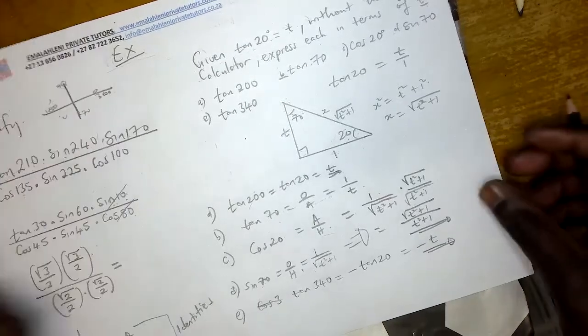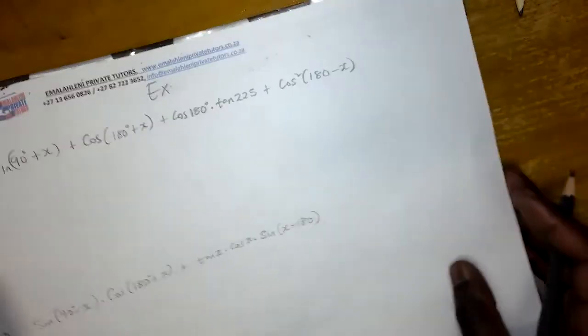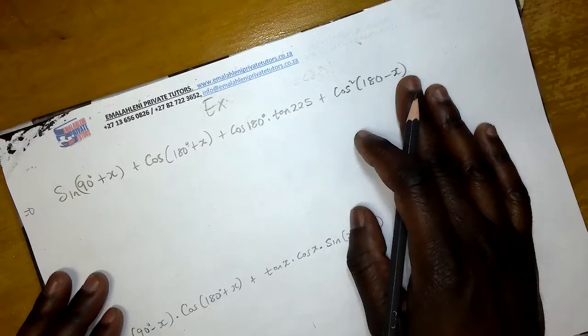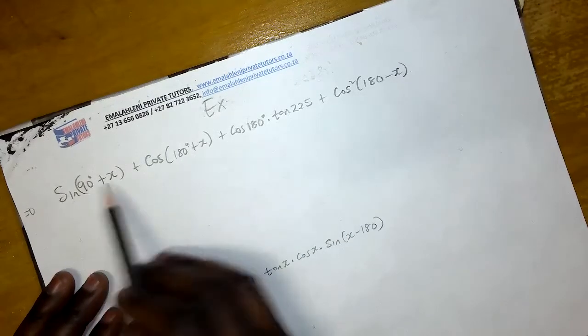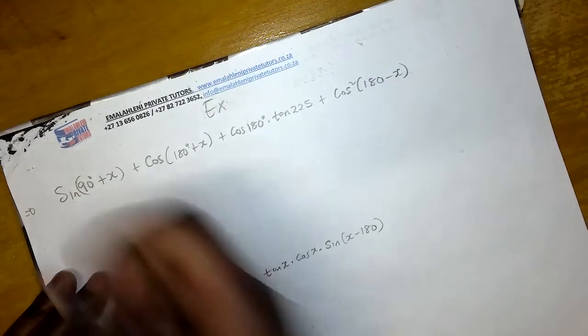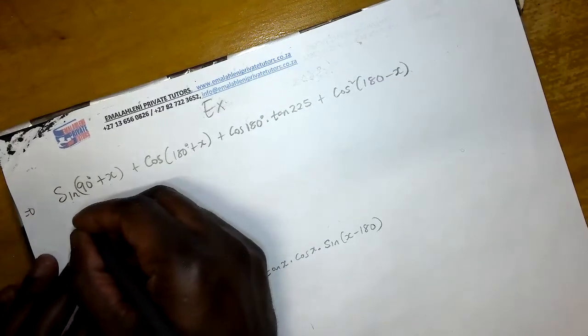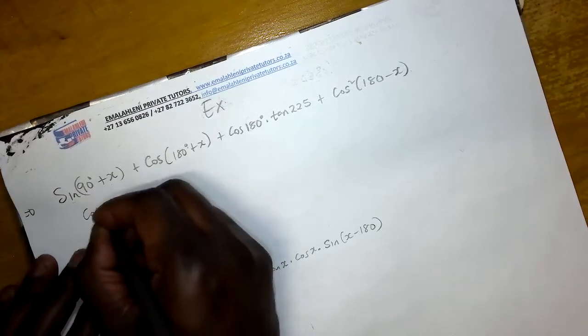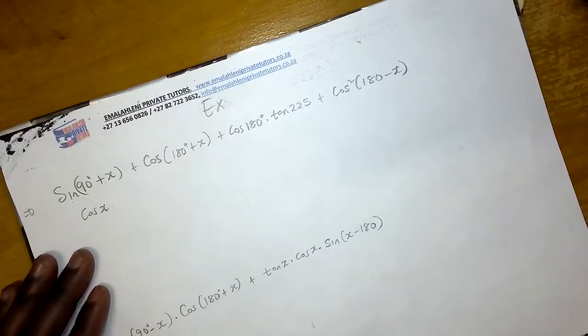Okay, now let's move on to another question. I hope you guys are understanding this. Now that's where you're supposed to use your reduction formulas. Now what is sine 90 plus x? Sine 90 plus x, we know that it is cos x.